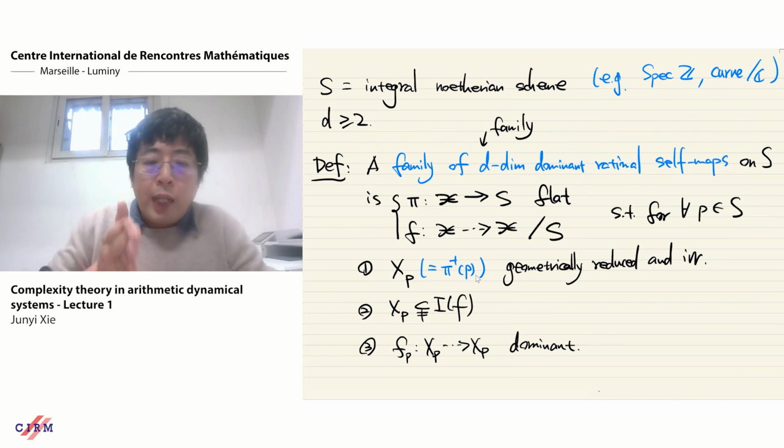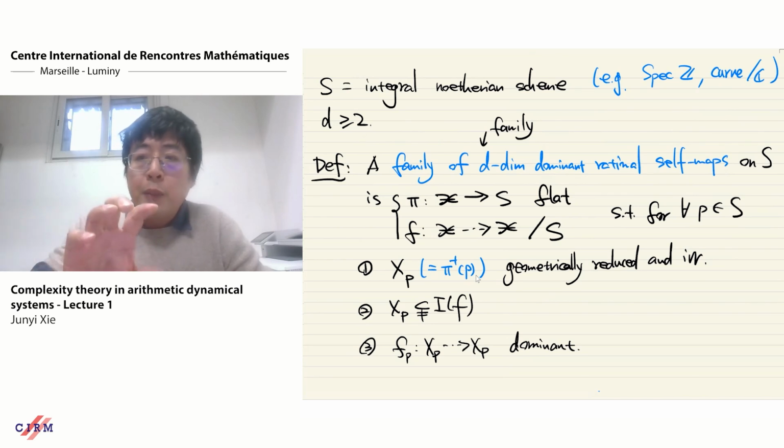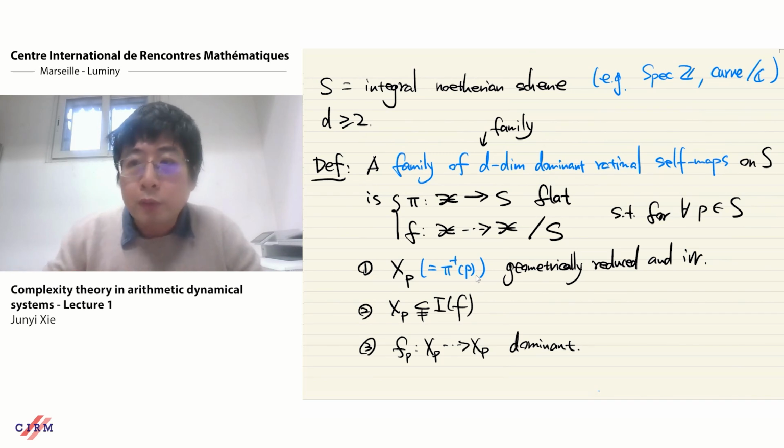First, you ask that each fiber X_p is geometrically reduced and irreducible, so I think the first condition just means that each fiber is a variety. The second condition is that the fiber X_p is not contained in the indeterminacy locus of f. So it means that you have this global rational self-map, you can restrict it to any fiber, and you get a rational self-map on this fiber. And the third condition is that the restriction is dominant. Later we will just call such data a family, because a family of d-dimensional dominant rational self-maps is too long.